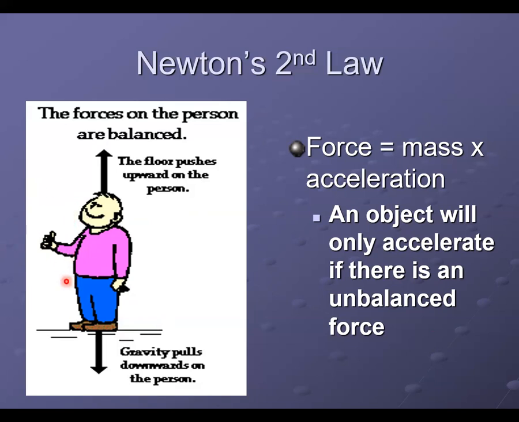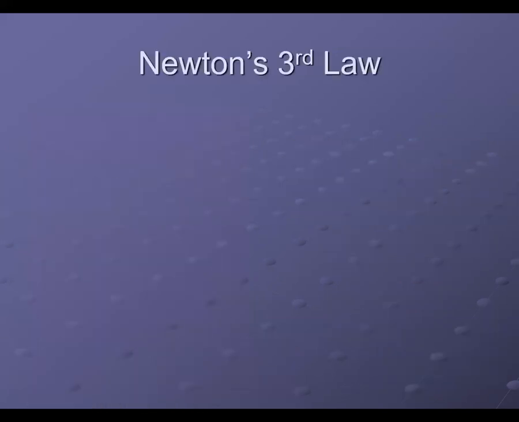Now, if there was a wall here and I would push against him, I would push this direction with my force. The wall would push the opposite direction with its force. He would still be balanced. He would still not accelerate. So an object is only going to accelerate if and when an unbalanced force acts upon it. So Newton's first law, object in motion stays in motion, object at rest stays at rest, unless they're acted upon by an unbalanced force. Newton's second law is, how do I figure out force? Force equals mass times acceleration.